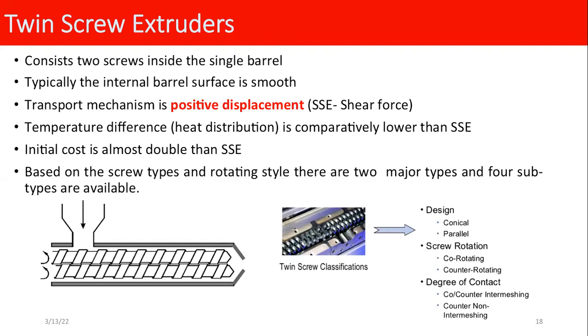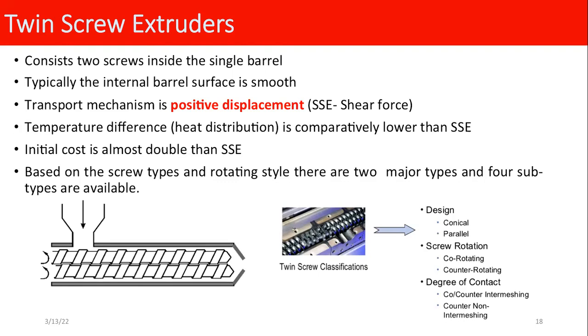Typically, the internal barrel surface is smooth. That means, they have used a method there to stop the pressure flow, right?